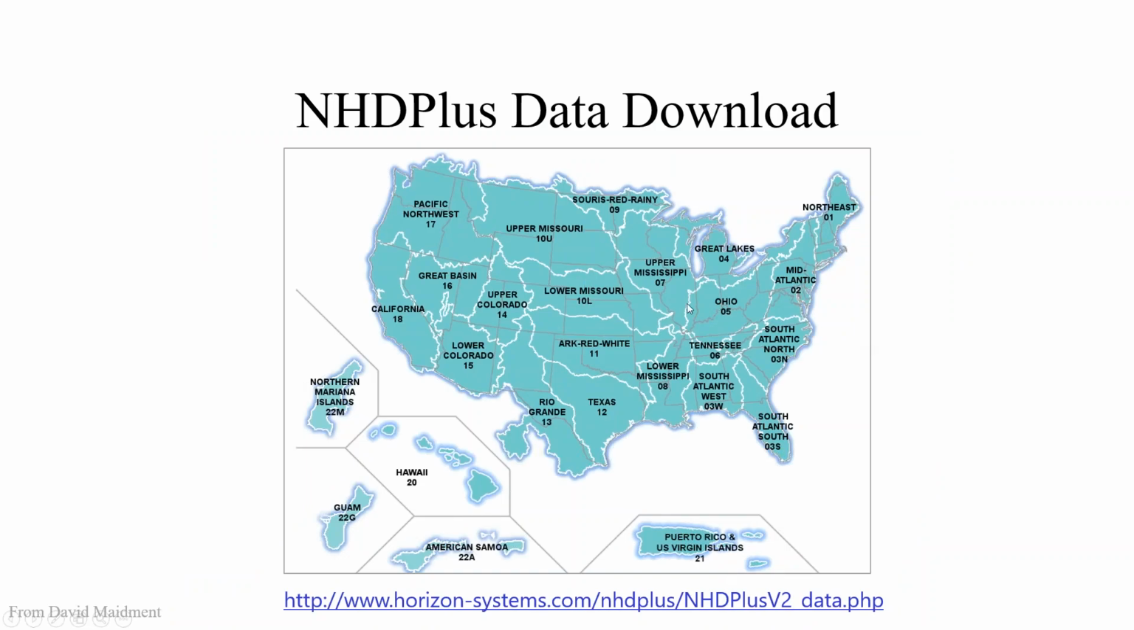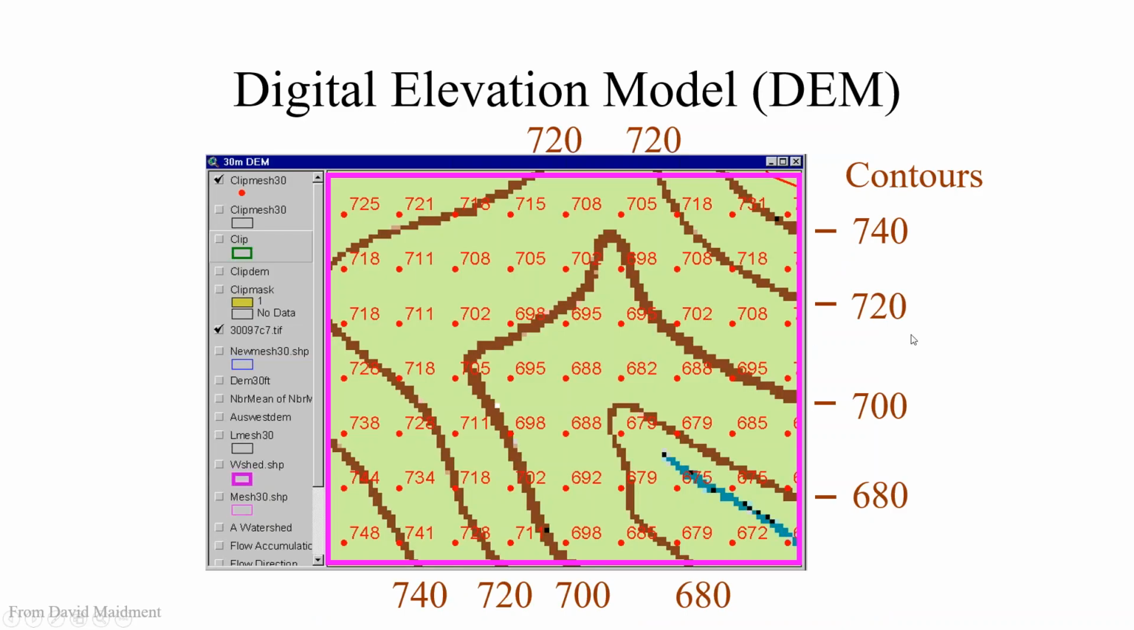So this is how you can download data from Horizon Systems. You click on the region that you're interested in, and it'll take you into the downloading of it. So I'm going to end off with a bit of discussion of digital elevation models.